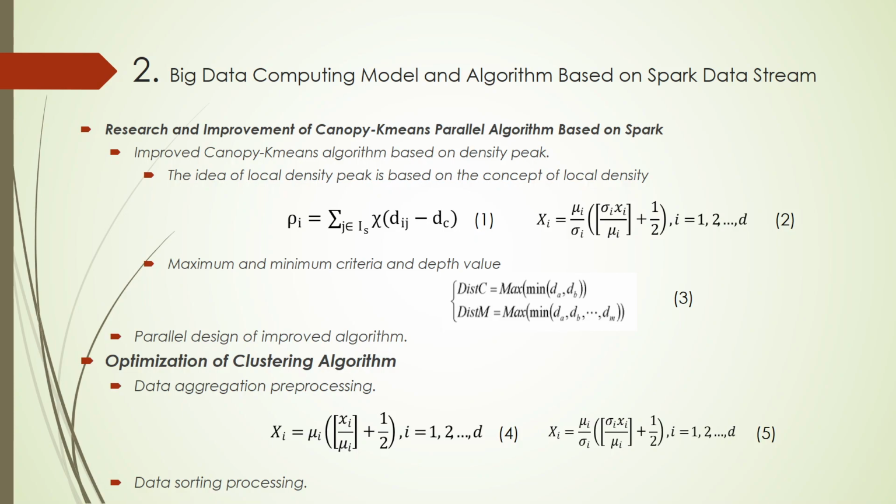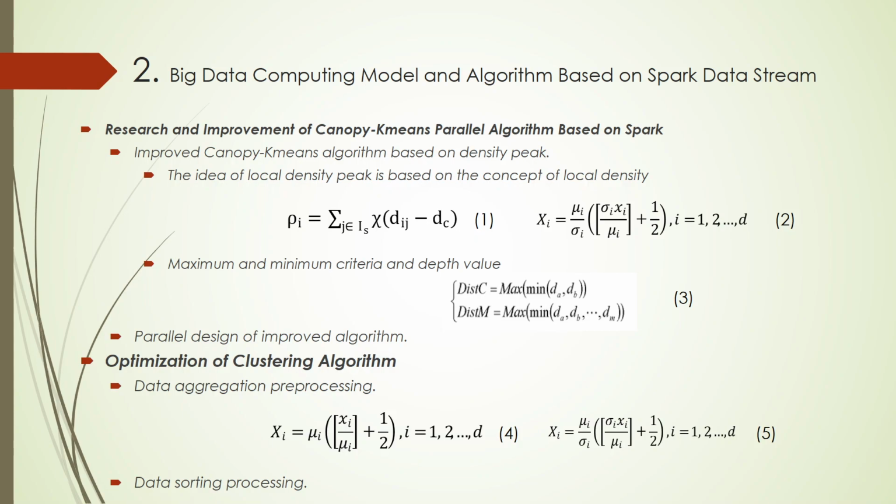The idea of local density peak is based on the concept of local density. By presetting a distance radius, a circle is drawn with a point as the center and the preset distance as the radius, and the number of points falling in the circle is the local density of the point. The point with the highest local density is the peak density point, and the local density is defined as follows. Suppose there is the data set to be clustered.